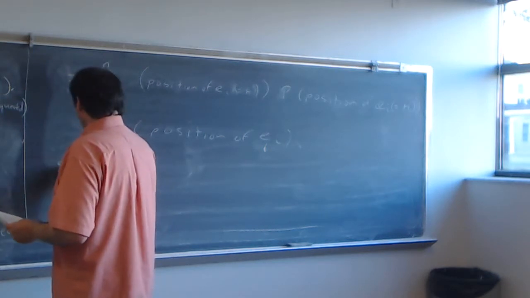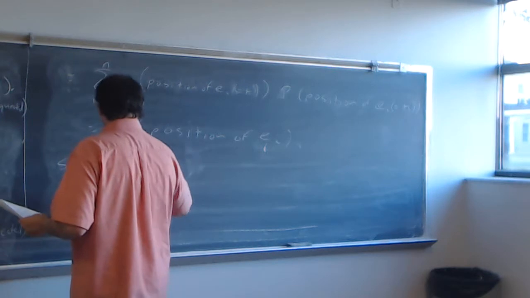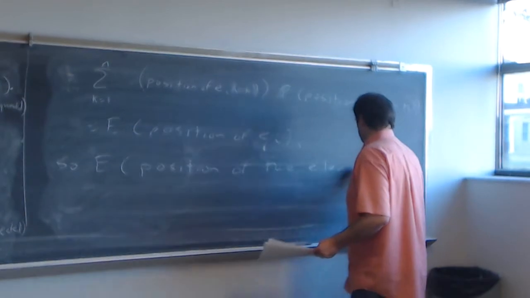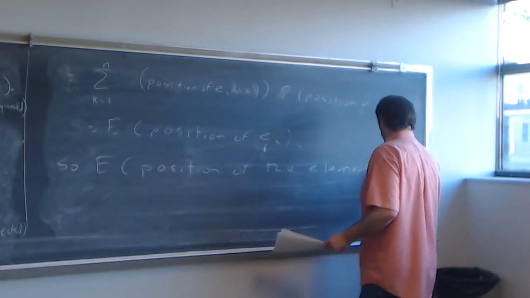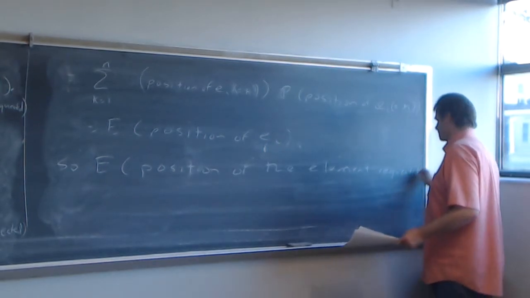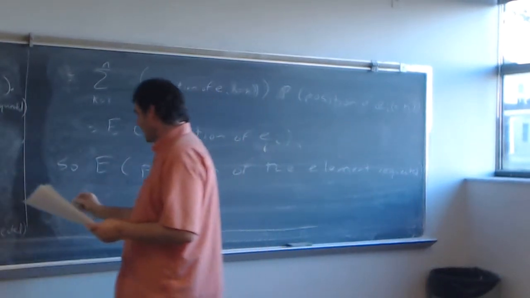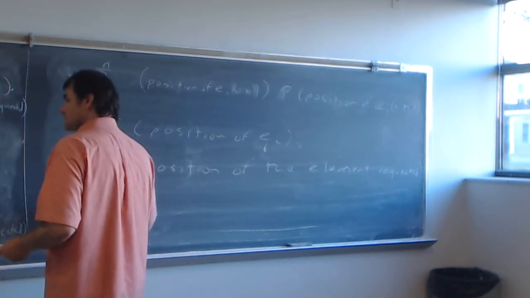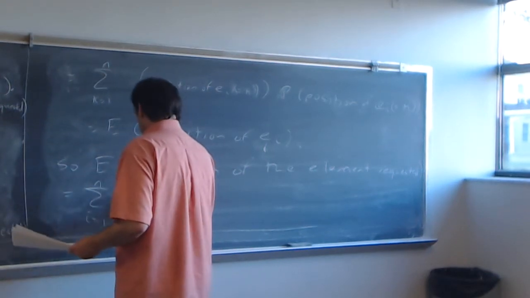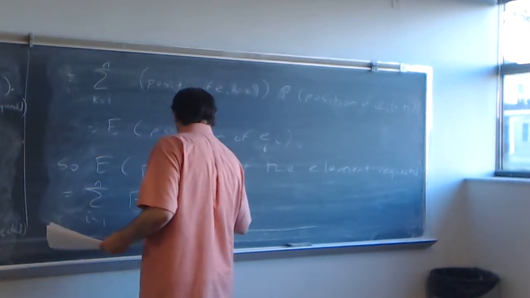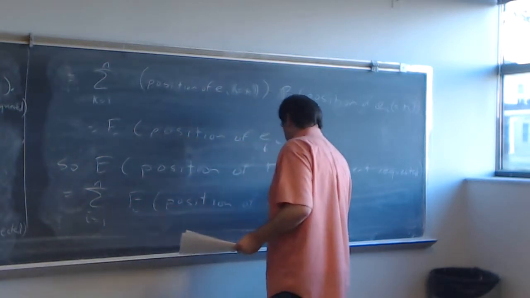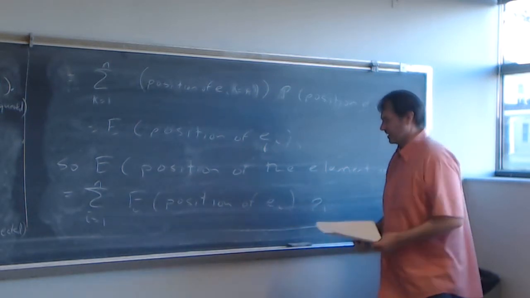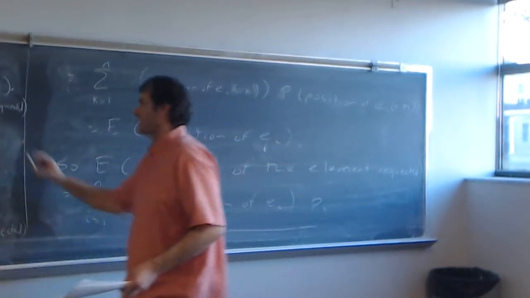Now, what we have then is the expected value of the position of the element requested. That's equal to a sum, what we had before, as i runs from 1 to n, of the expected value of the position of E_i, times P_i. So now we've got to figure out this. We wouldn't make any headway with the expected value of the position of E_i.